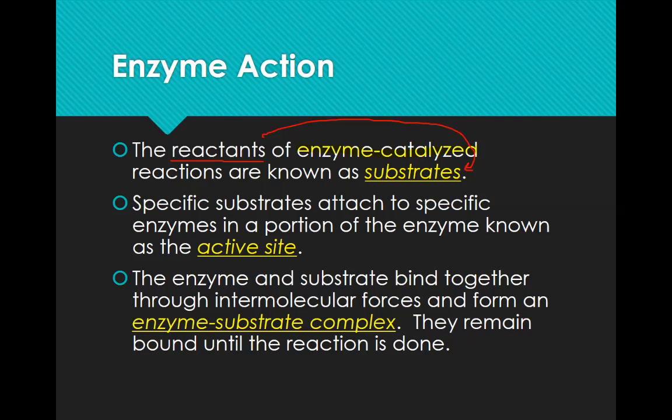Specific substrates are going to attach to a particular spot on the actual enzyme, and the spot on the enzyme where this reaction takes place is known as the active site. So these substrates, which remember are reactants in an enzyme catalyzed reaction, attach to the active site, and that's where the chemical reaction is going to take place, and that's why we have lower activation energy needs.